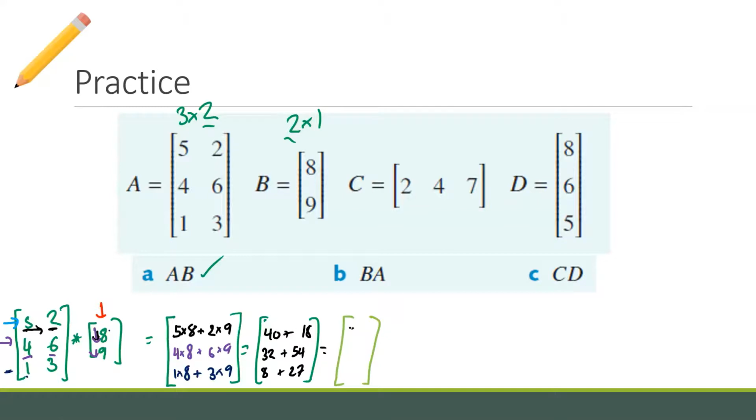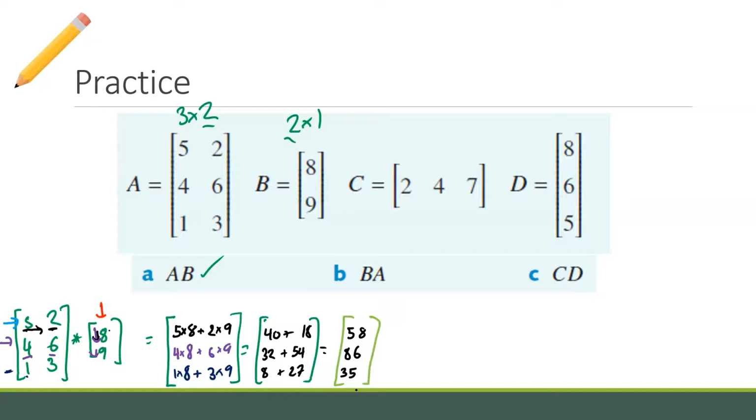40 plus 18 is 58. 32 plus 54 is going to be 86. Unless I'm wrong. If I'm wrong here, guys, please correct me. 8 plus 27 is 35. Yeah, 35. And then that is now our multiplied matrix.